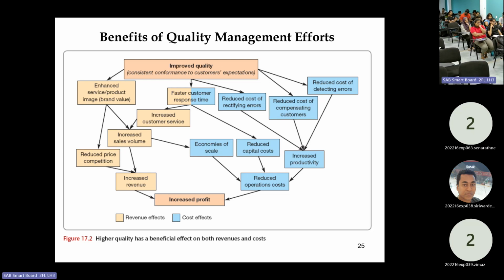On the other side, when the quality is improved, there are many revenue effects, like there will be increased brand image. Product quality is improved, customers inform better perceptions. Product image. They will be able to expedite the customer response rate, enhance customer response time and customer response rate. Response time, that means the time gap between order placement and delivery. By improving quality, they will be able to expedite. That would result in increased customer service. That would directly impact on increased sales volume.